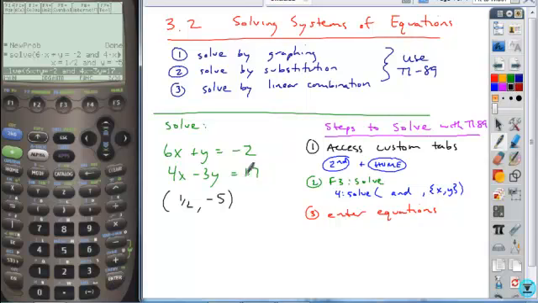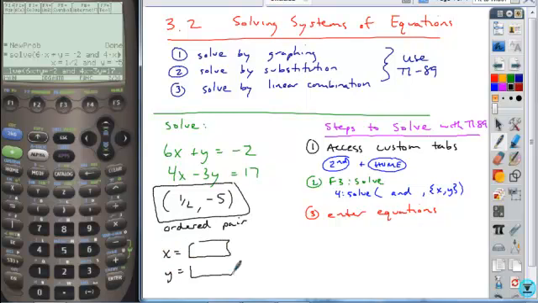The way that you'll enter your answer will either be as an ordered pair. In this case, this is an example of an ordered pair. Or you might specifically be asked to enter the corresponding values, so x would be 1/2, y would be -5. You need to be able to do both of those.